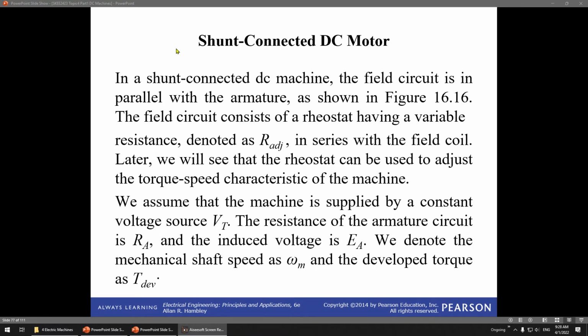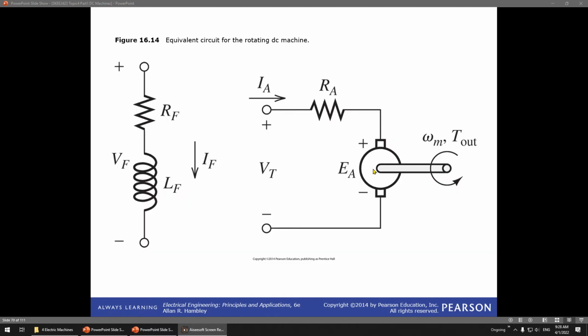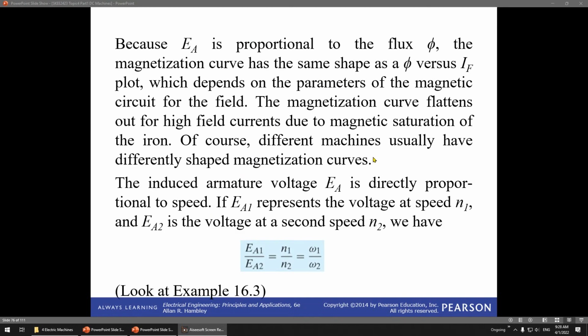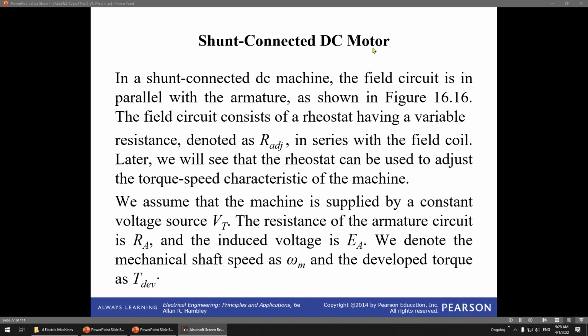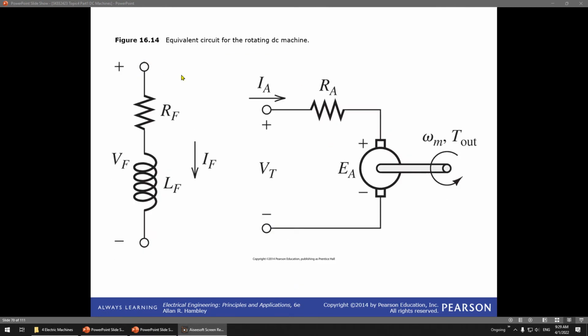Now we move on to the connection. You have two circuits here: a field circuit and an armature circuit. How do we want to connect these circuits? The first is the shunt connected DC motor. Shunt is actually parallel. If you are not familiar with the term, series is series, and parallel sometimes we call shunt. In a shunt connection of a DC machine, the field circuit is in parallel with the armature circuit. If you look here, you just parallel the circuits together.